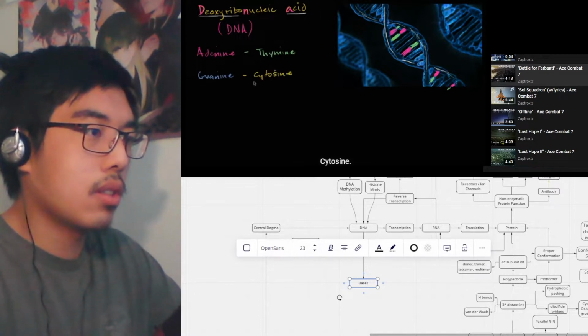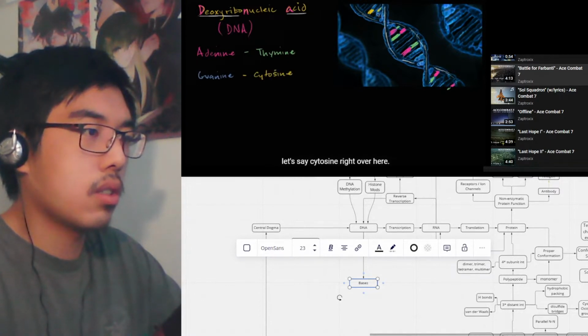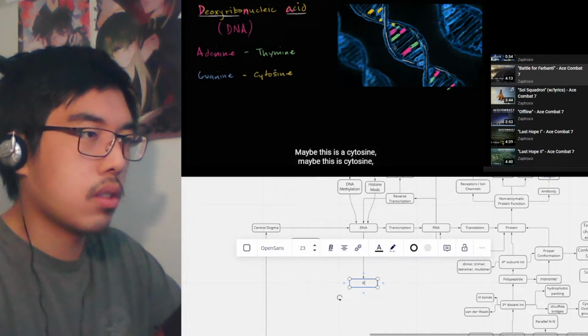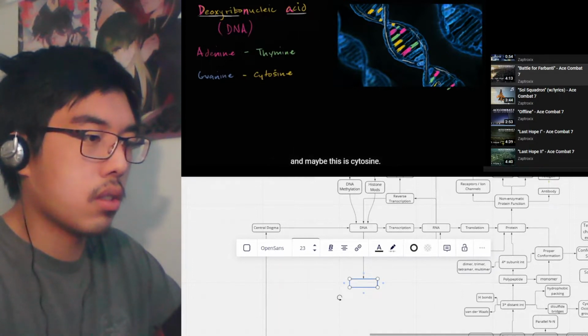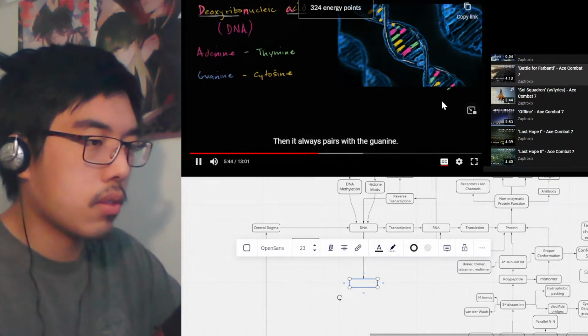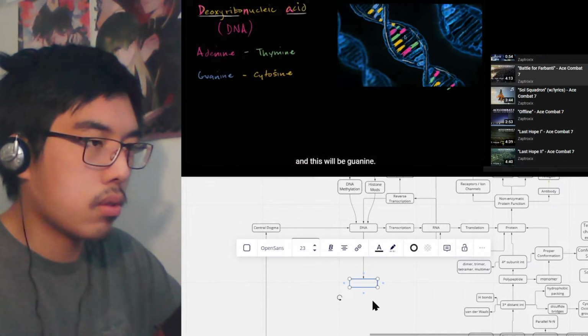Bases. So actually, let's say there's some cytosine right over here, maybe this is cytosine, maybe this is cytosine, maybe this is cytosine, and maybe this is cytosine, then it always pairs with guanine. So this is guanine then, and this will be guanine, this is guanine, this is guanine. I actually didn't draw stuff here, but this is guanine.